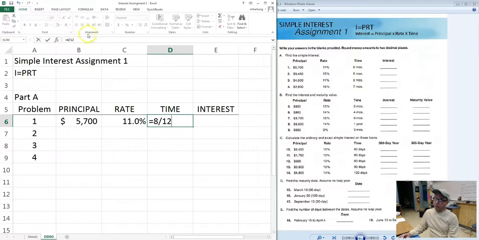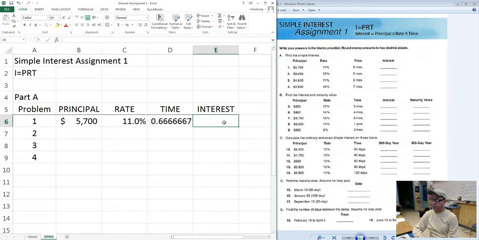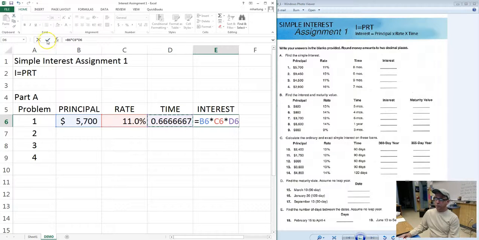And we do that, and then that will return the decimal value right there, and we're going to keep it just like that. And so that's how many years are represented by 8 months. And now we can calculate the interest just by applying this formula. Interest is equal to the principal amount times the rate times the time in years. So it's going to be this simple. Equals the principal times the rate times time. Check mark.